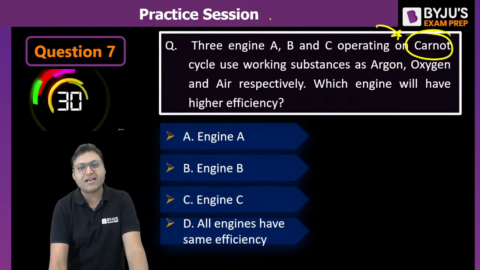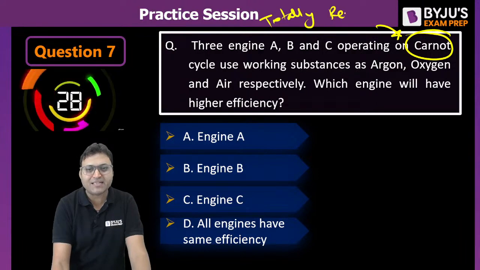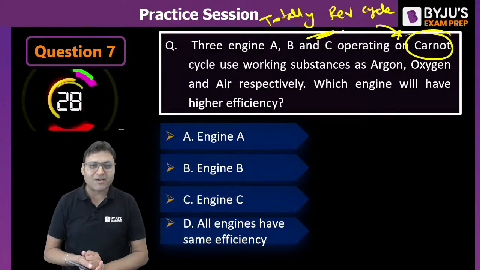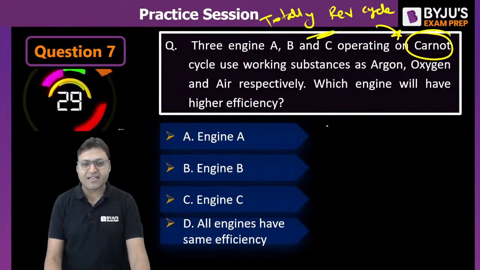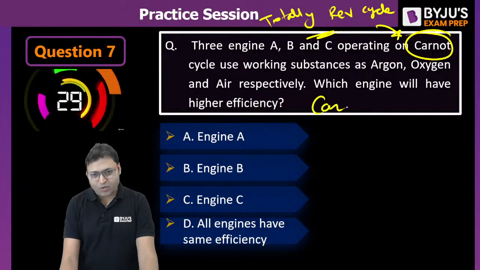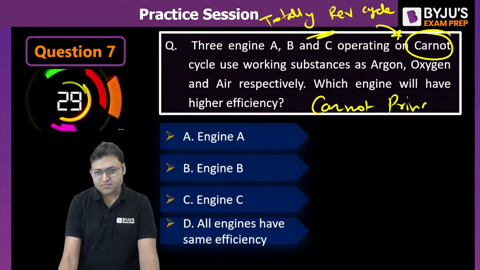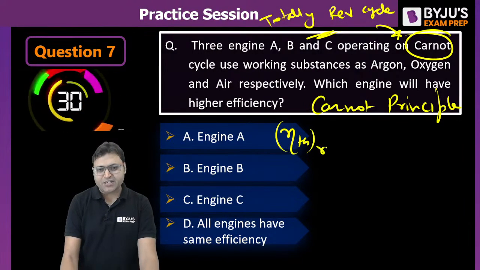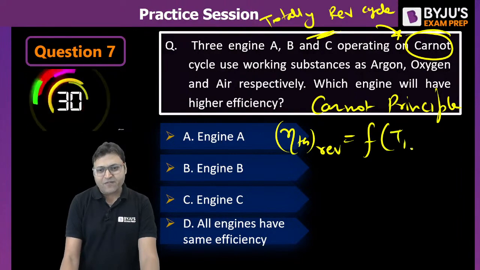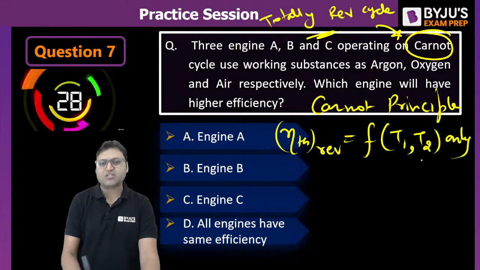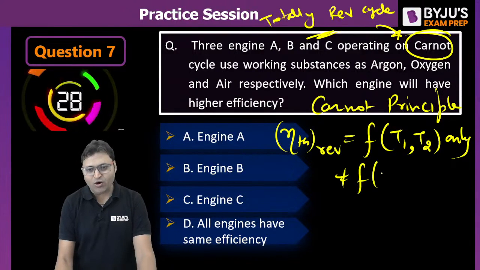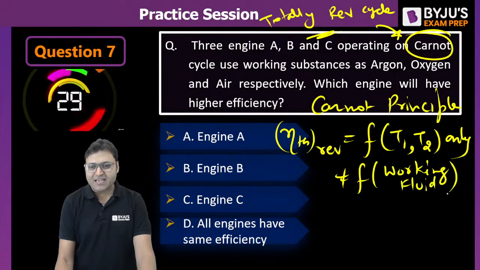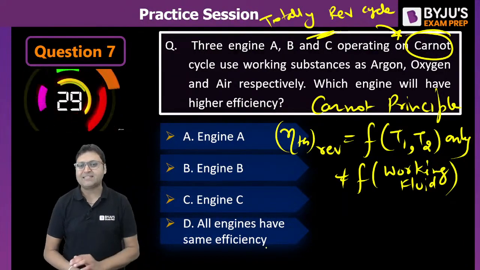All right, because they are working on the Carnot cycle. What is a Carnot cycle? Carnot cycle is totally reversible. What is the meaning of totally reversible? It is internally as well as externally reversible. So according to the Carnot principle, the thermal efficiency of a reversible cycle is a function of the source and sink temperatures only. It is independent of the working fluid or the system. That is the Carnot principle.